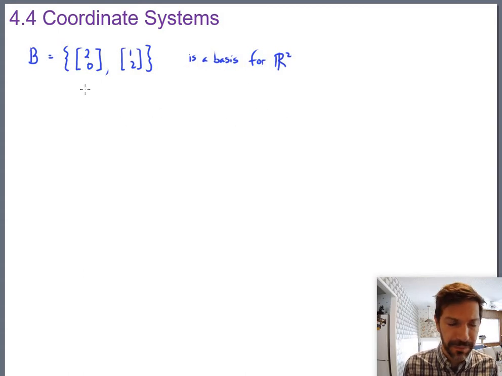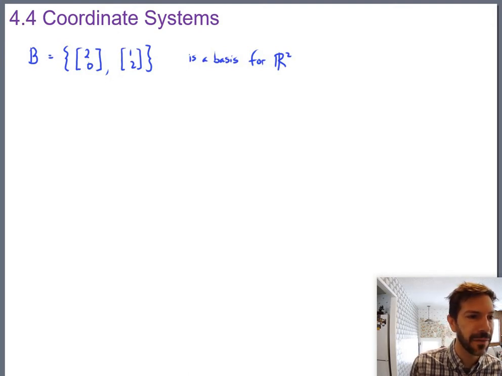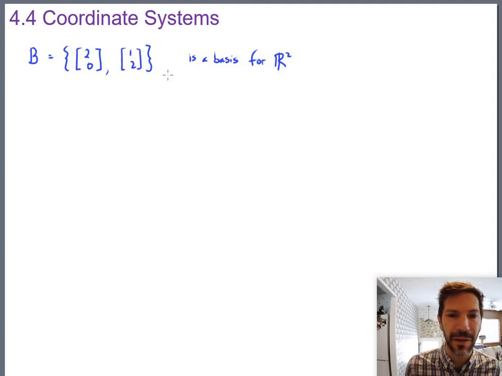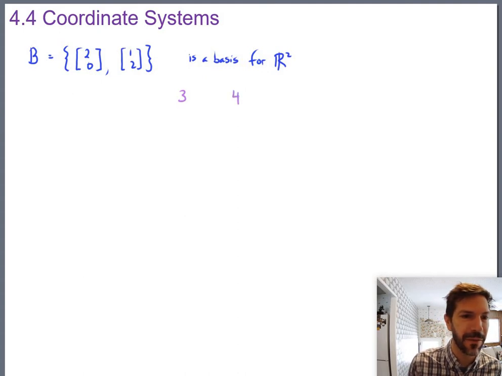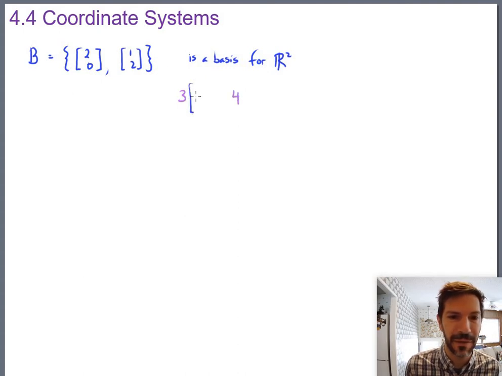And we could do things like say, where do you get if you take 3 of the first one and 4 of the second one? What does 3 of the first one and 4 of the second one get you? Where does it get you to?